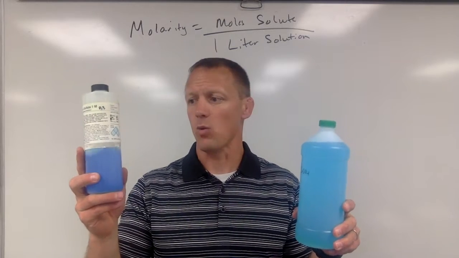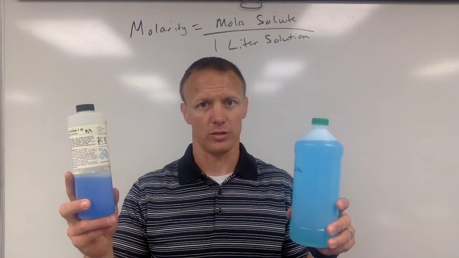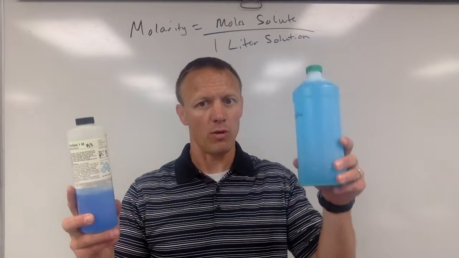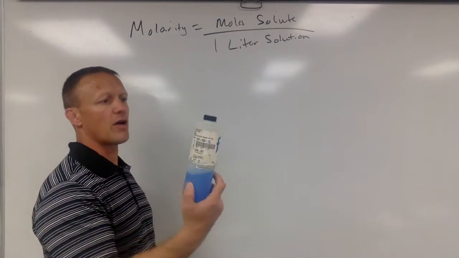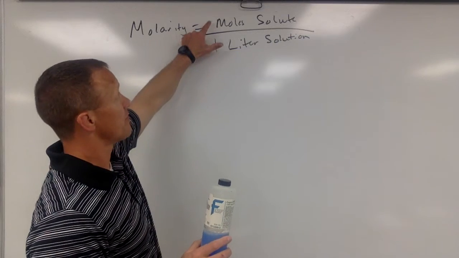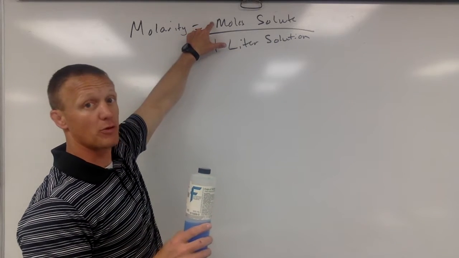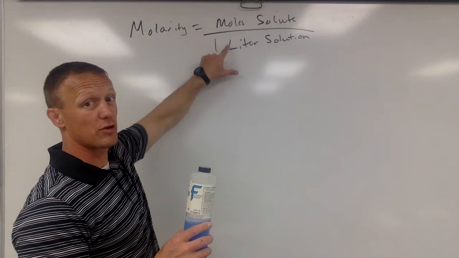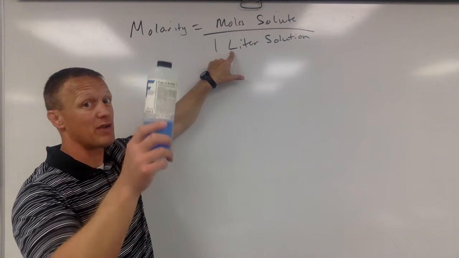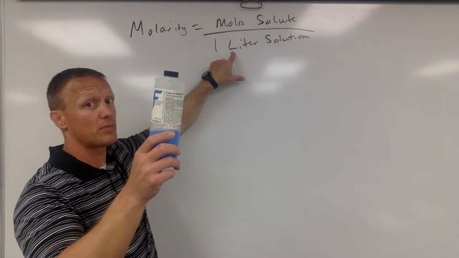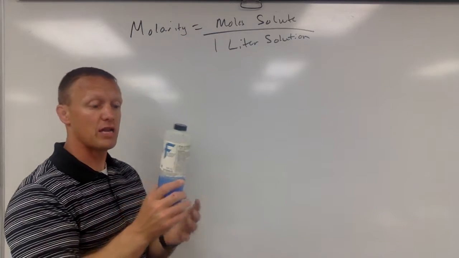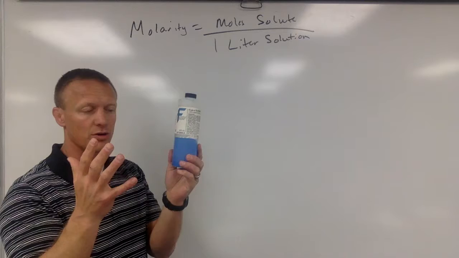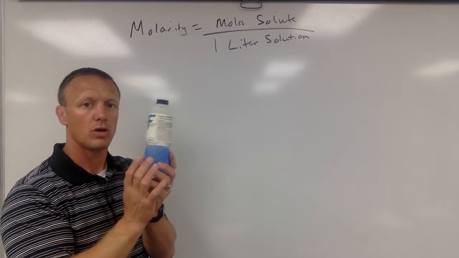So this solution is a 1 molar solution. And this solution is a 0.1 molar solution. So what that means is this. This is a 1 molar solution of copper sulfate. So that means that there is 1 mole of copper sulfate per liter of solution. Well, I don't actually have a liter here. I've got about half a liter. So I don't have a full mole, but the concentration is still that. If this same concentration was a liter, there would be a mole of the dissolved stuff in here.